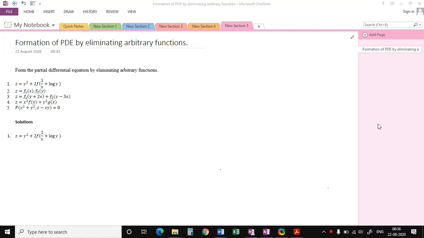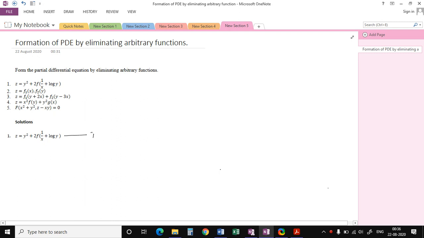We will discuss some problems to form the partial differential equation by eliminating arbitrary functions. So the first question is, form the partial differential equation for the function z is equal to y square plus 2f of 1 by x plus log y. So now in this case there is only one arbitrary function, that is f of 1 by x plus log y. So the resultant PDE will be of first order.